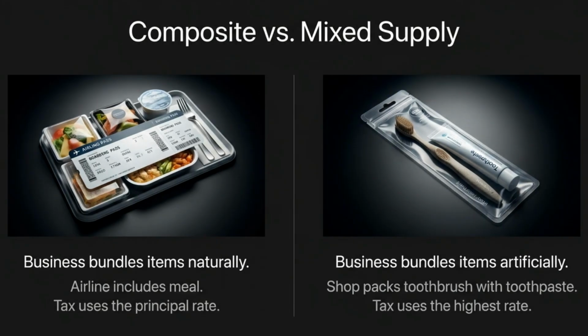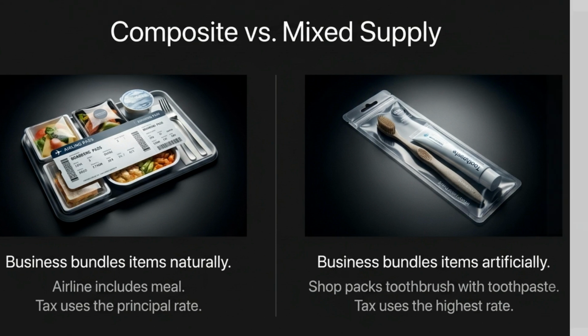It is important to distinguish between composite and mixed supplies. Composite supplies are bundled naturally, with the principal rate applying. Mixed supplies are bundled artificially, and the highest tax rate is applied.